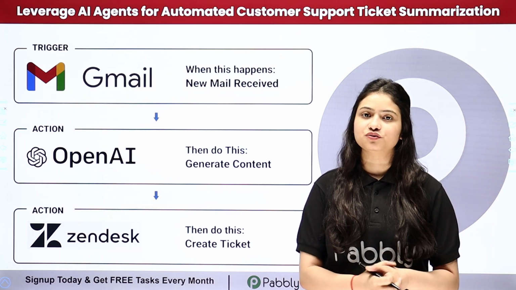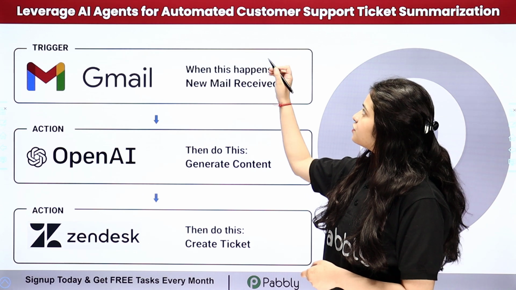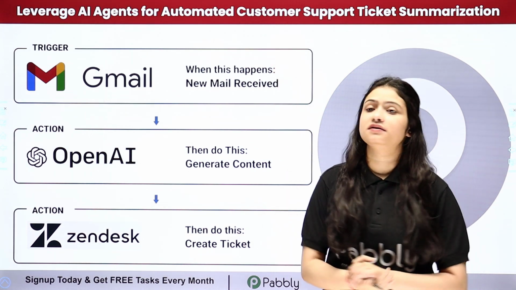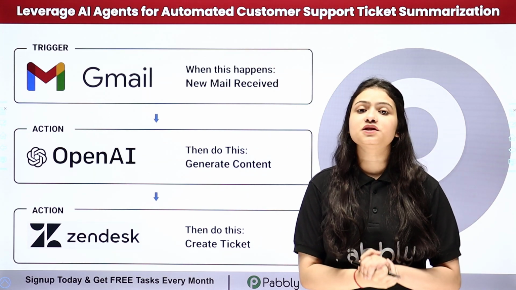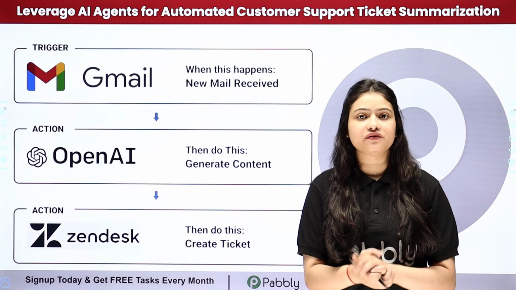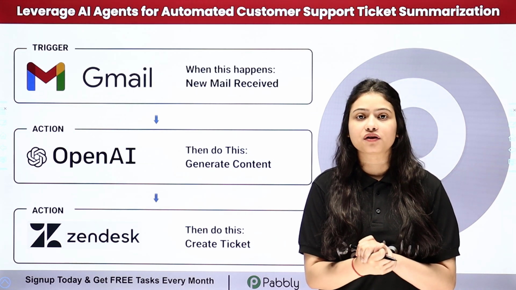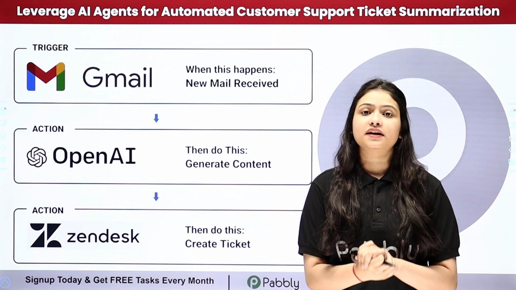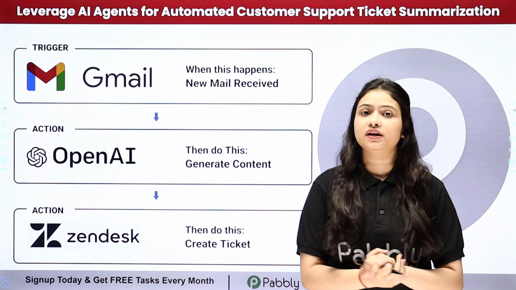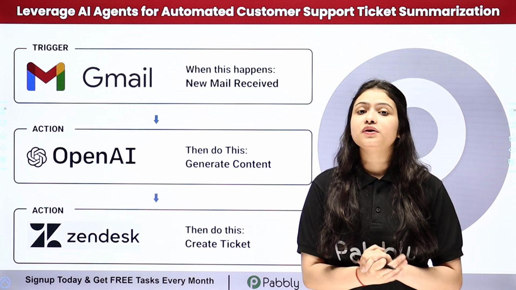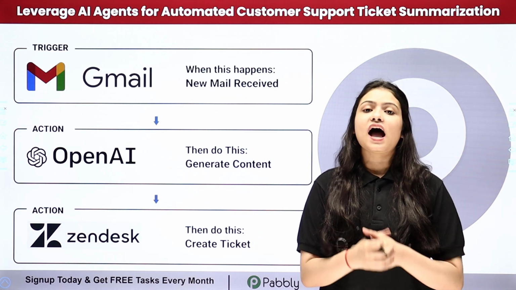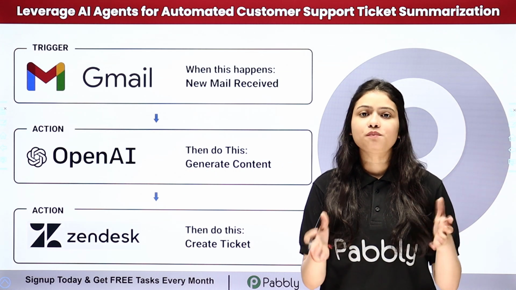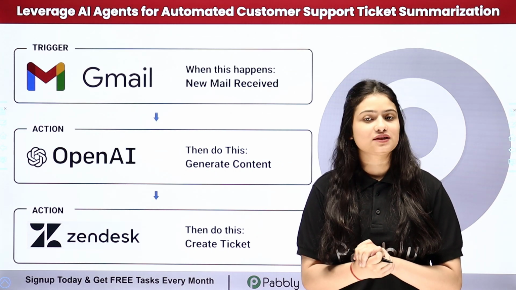In this video, we are going to learn how to leverage AI agents for automated customer support ticket summarization. So here, as a customer support manager, I'm regularly receiving emails which contain long paragraphs of customer inquiries and support requests. I want to create tickets for my team members regarding these inquiries and support requests, but doing it manually is going to take a lot of time. Therefore, I have decided to assign this entire task to Pabbly Connect and to my AI agent, that is OpenAI.